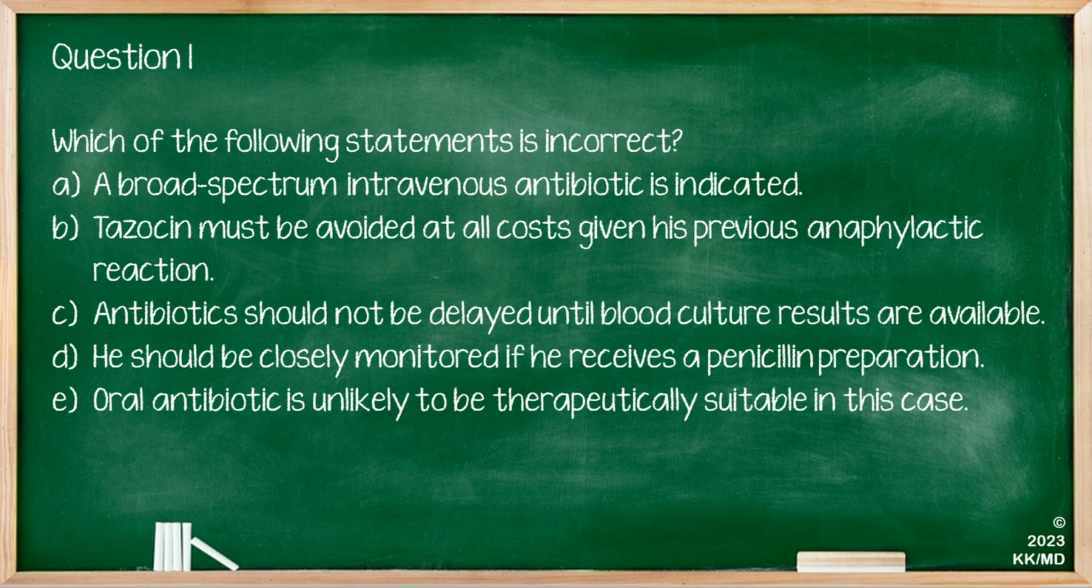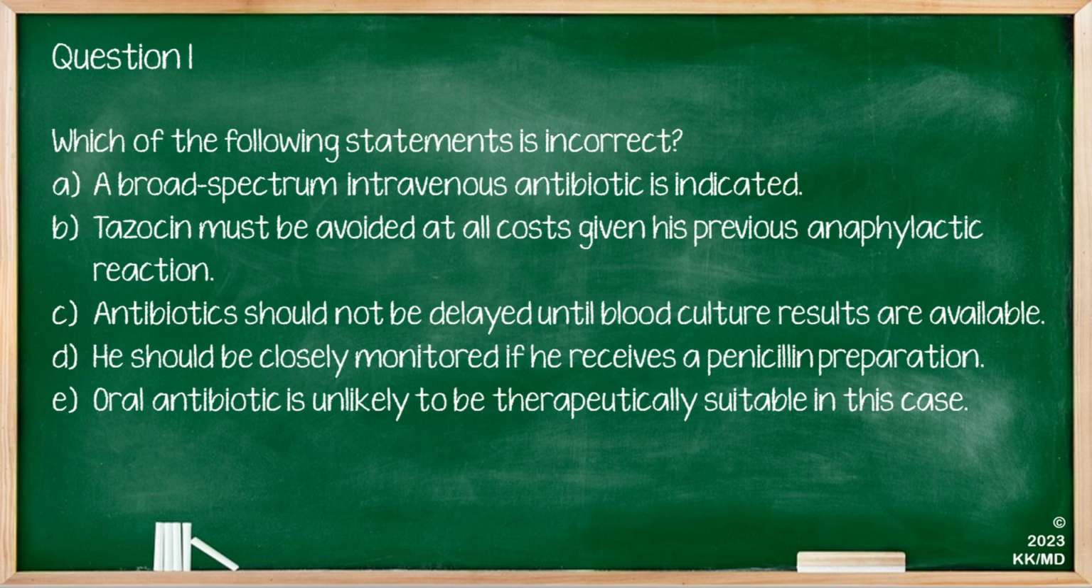So this is a case of neutropenic sepsis on a background of lymphoma and chemotherapy. So we already know that he's quite unwell and will require broad spectrum antibiotics at the very least. So we are looking for the incorrect statement. The first answer, therefore, is correct. A broad spectrum intravenous antibiotic is indicated.